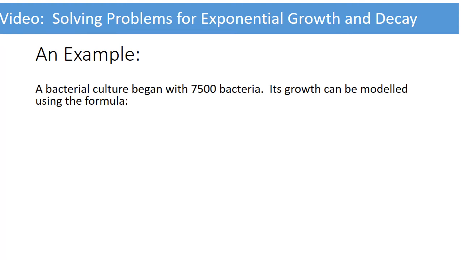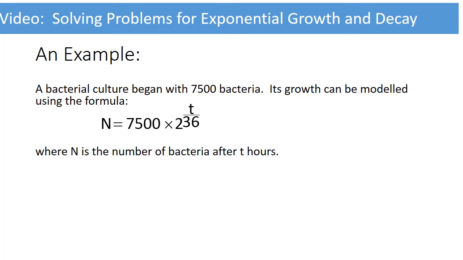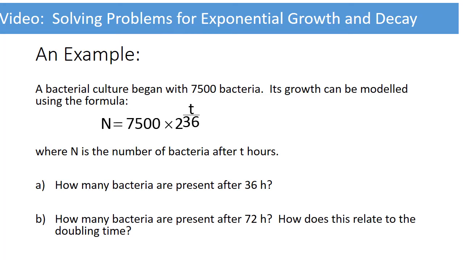Now, let's take a look at a problem where we make use of this. A bacterial culture began with 7,500 bacteria. Its growth can be modeled using the formula N equals 7,500 times 2 to the exponent t divided by 36, where N is the number of bacteria after t hours. How many bacteria will there be present after 36 hours? How many bacteria are present after 72 hours? How does this relate to the doubling time?